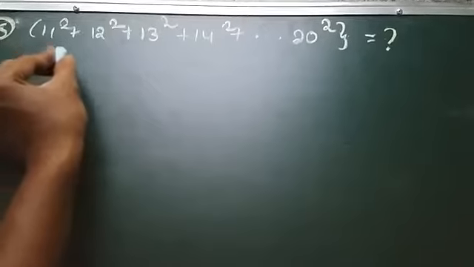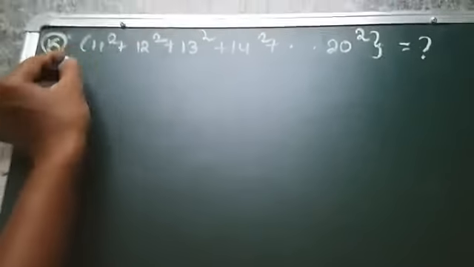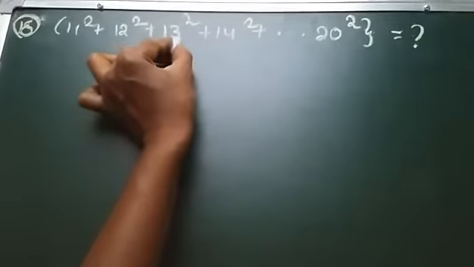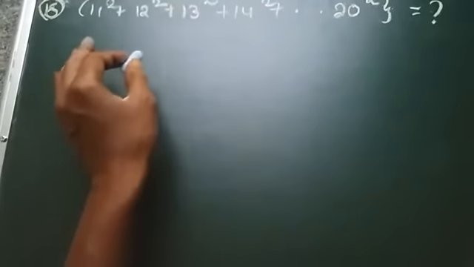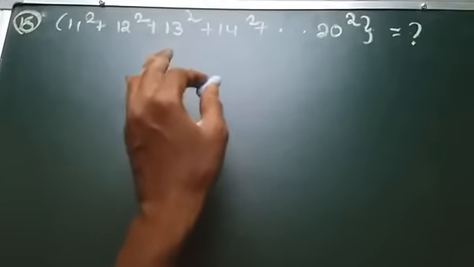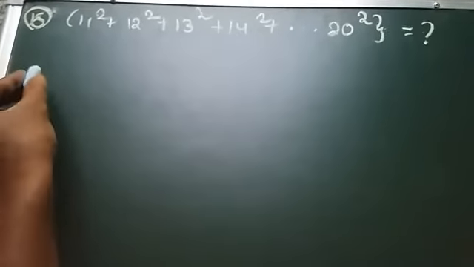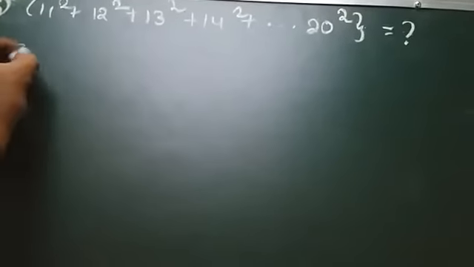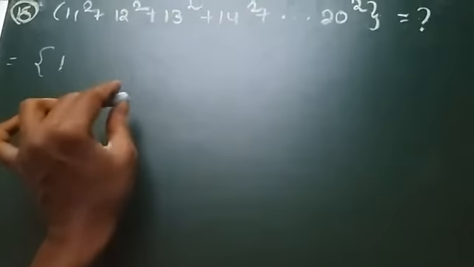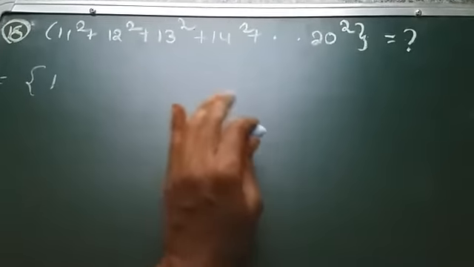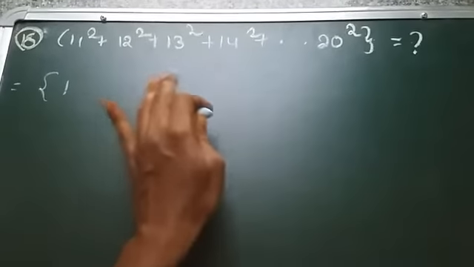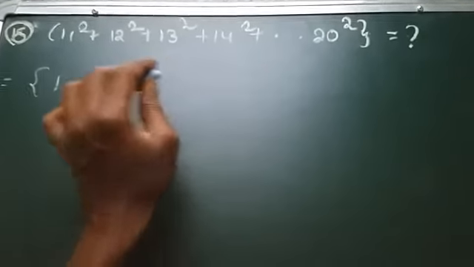Let us solve one more problem with the same concept, that is 11 square plus 12 square plus 13 square plus 14 square plus and so on 20 square. In this question also the series is not starting from 1. So you have to consider from 1 to 20. From that you will subtract from 1 to 10 sequence of numbers.